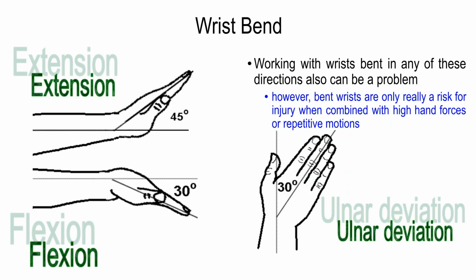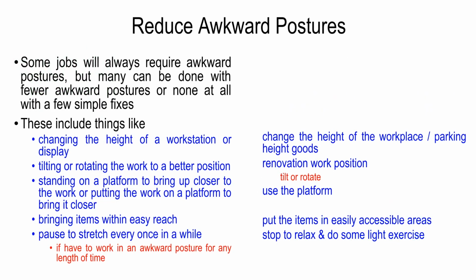Wrist bending, while less of a problem on its own, becomes a risk for injury when combined with high hand forces or repetitive motions. To reduce awkward postures, simple fixes include changing the height of workstations, tilting work, using platforms, keeping items within easy reach, and pausing for stretches.